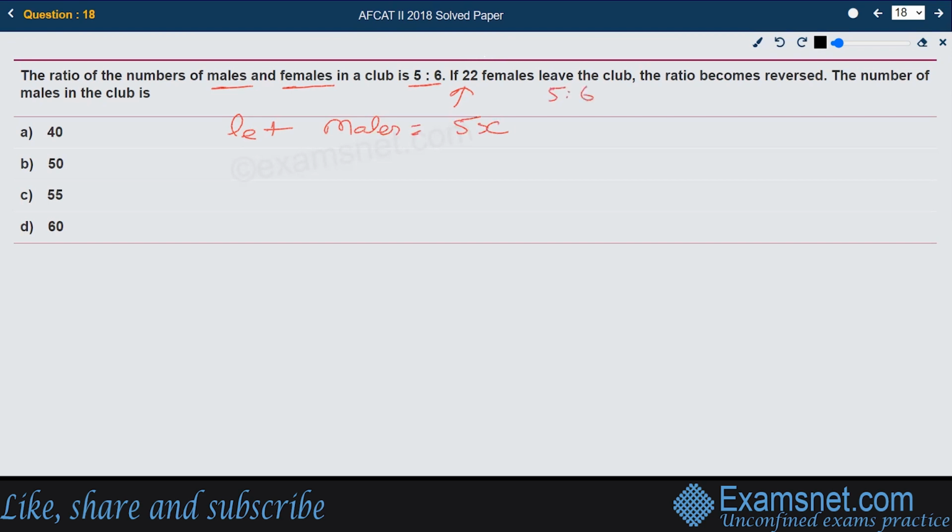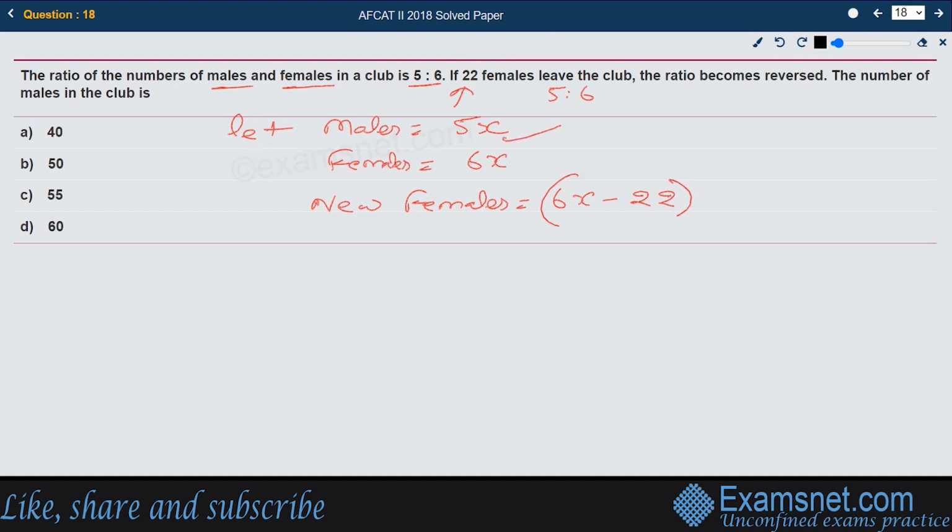So let me assume the number of males is 5x, and the number of females is 6x. Now what he says, if 22 females leave the club, so that means the new number of females will be, we have to subtract 22 from this. So this is the new number, and the males are still 5x only.